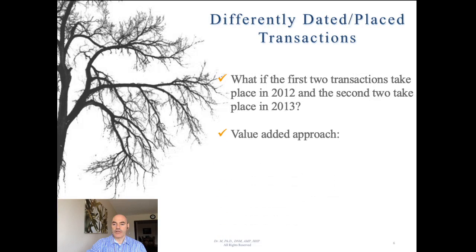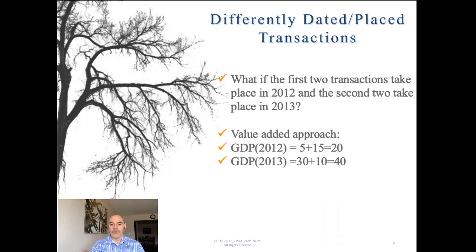The way to calculate using the value added approach, you mechanically construct GDP for 2012, and based on the table from the previous slide, you will have 5 plus 15 equals 20. Then in a similar fashion you will do it for 2013. You take 30 plus 10 equals 40.